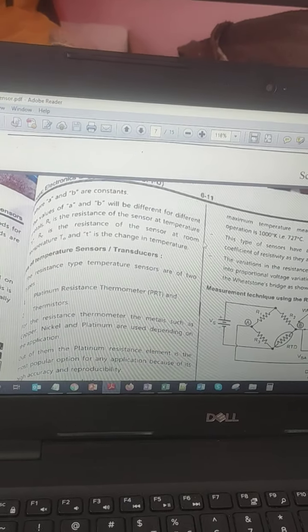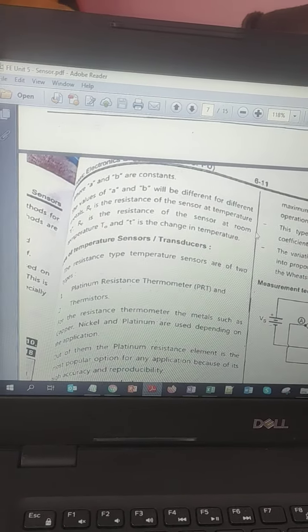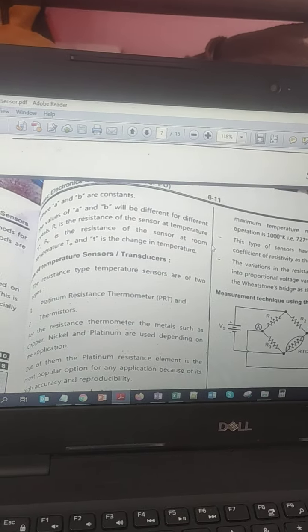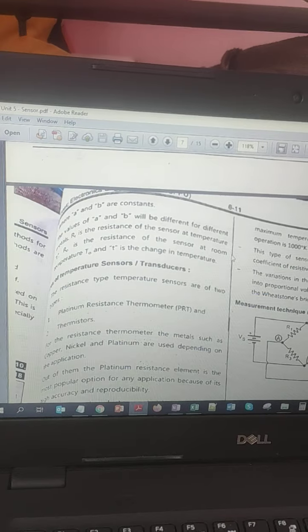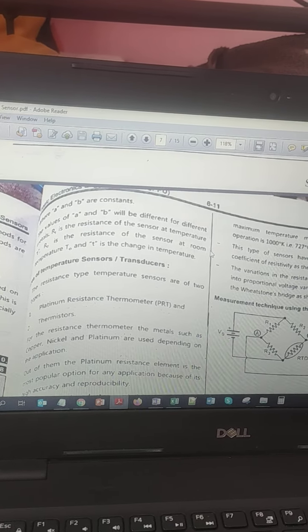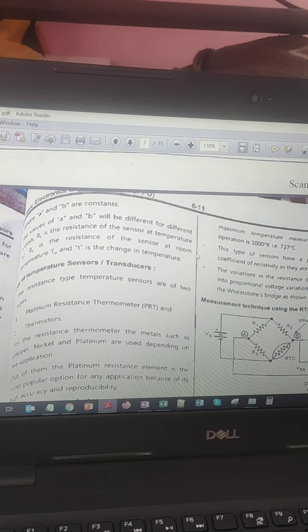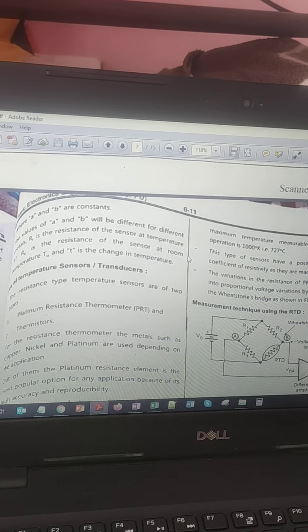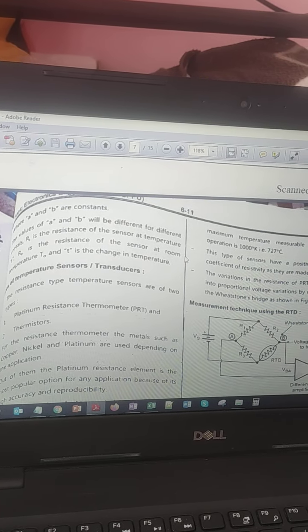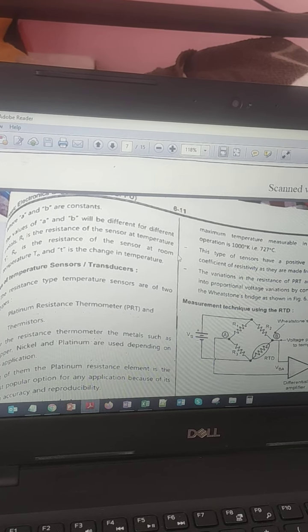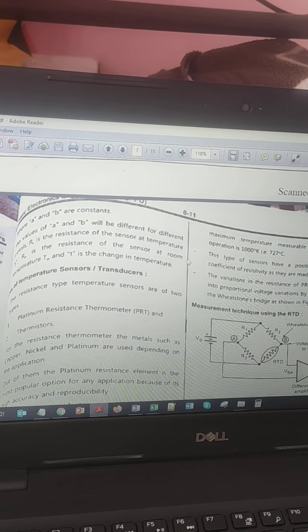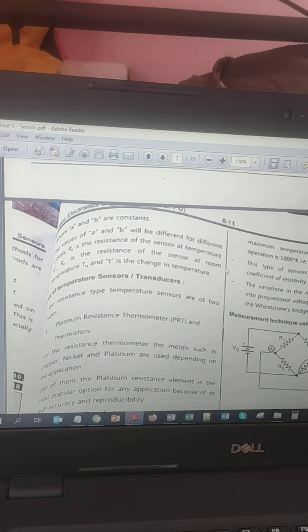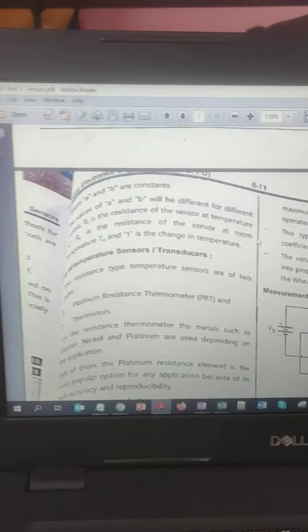Good morning friends. In the last lecture we started RTD, that is resistance temperature detector. RTD has two types: one is the PRT, that is platinum resistance thermometer, and the second is the thermistor. Resistance thermometer materials such as copper, nickel and platinum are used depending upon the application. Out of that, platinum is the most popular option because it has accuracy and reproducibility.